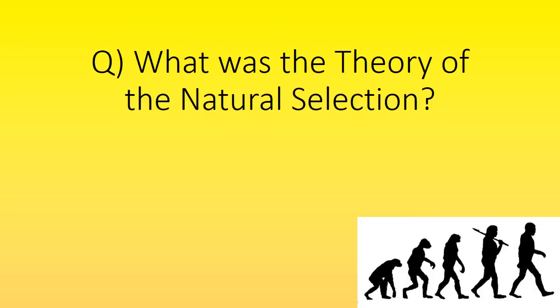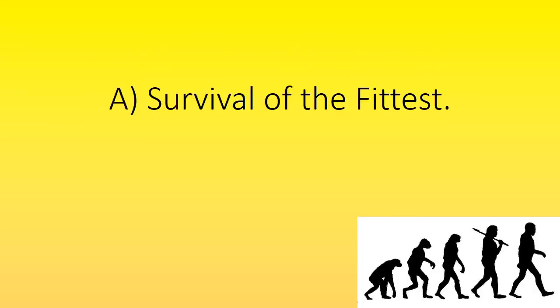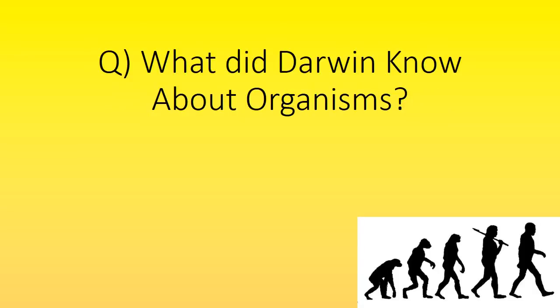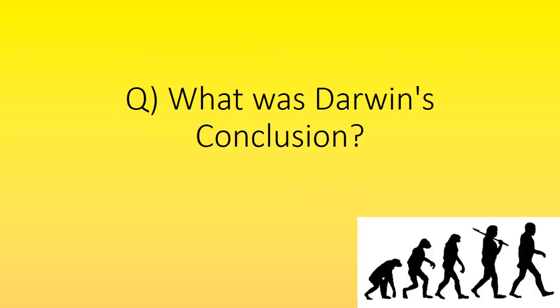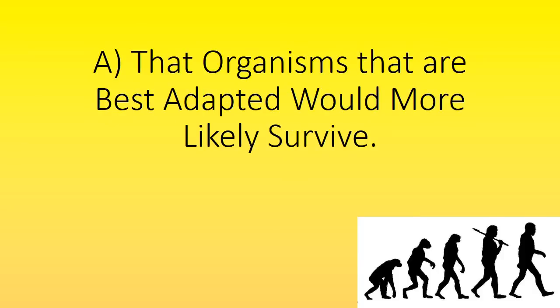Evolution. What was the theory of natural selection? Survival of the fittest. What did Darwin know about organisms? There is a wide variation in a species. Organisms would compete for limited resources. What was Darwin's conclusion? That organisms that are best adapted would more likely survive.